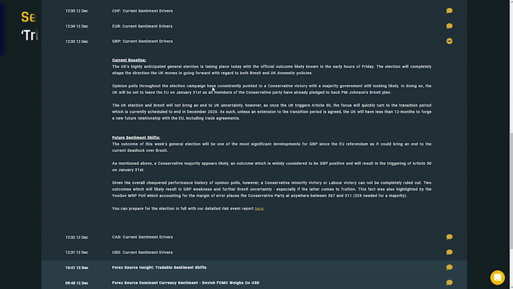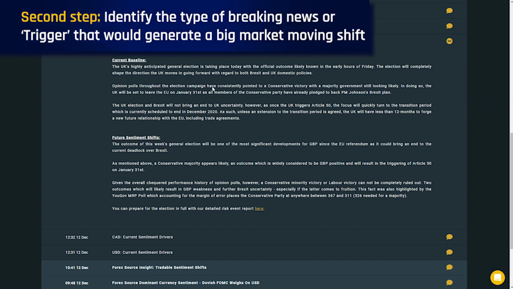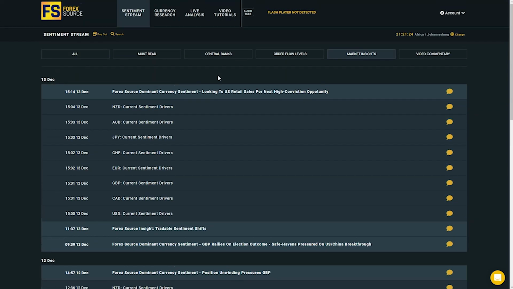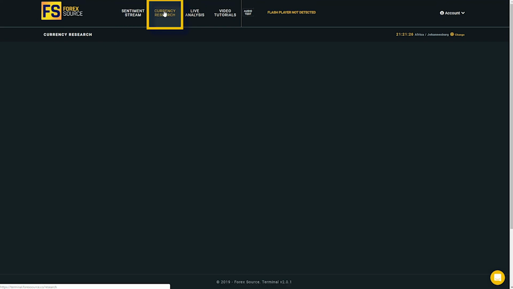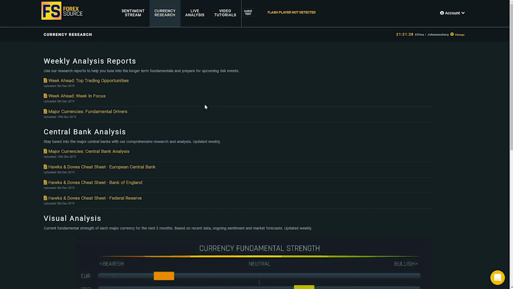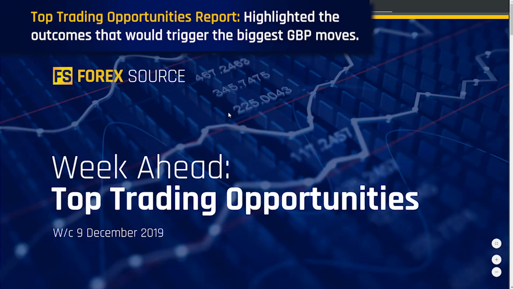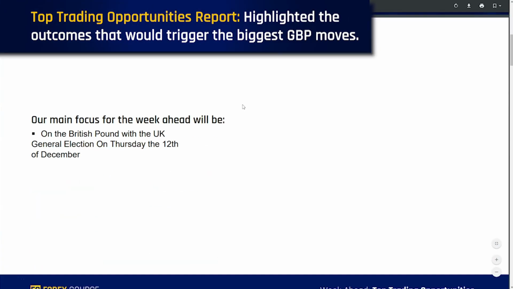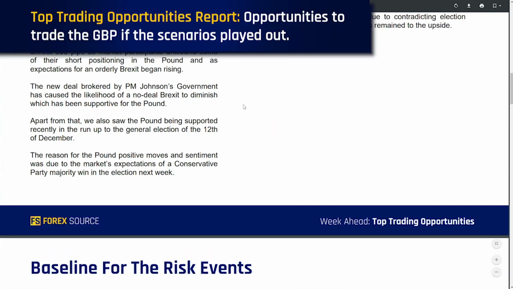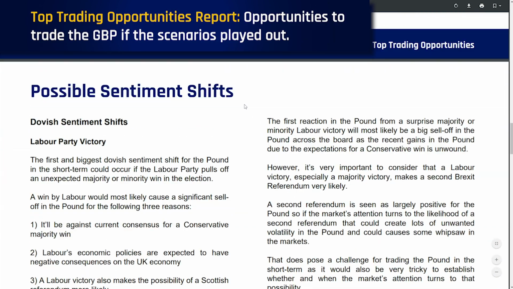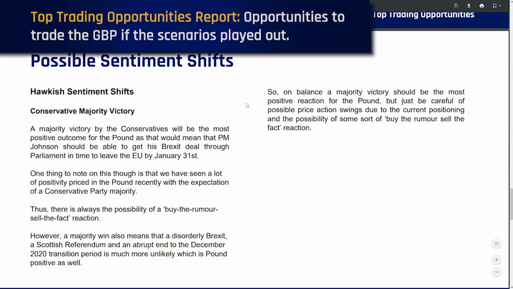Now, once that baseline was in place, the next step is to identify the type of breaking news that would generate the biggest market moving shift. So for this, we can go to the currency research tab in the Forex Source terminal and open the top trading opportunities report. Now, in this report, we highlighted the outcomes which would trigger the biggest reaction in the pound across the board and would provide us with an opportunity to trade the pound if those scenarios played out.